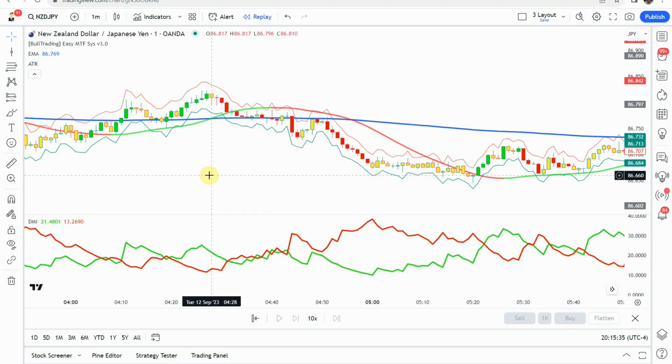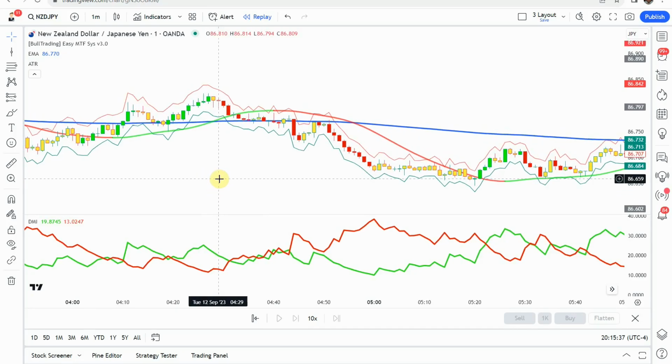Now for the strategy itself, what we are looking for is going to be first and foremost the DMI crossing lines. And so technically the DMI is going to be the entry indicator. It's the cross of the two lines that we are specifically looking for. And so when we get a cross of the red line above the green line, that's going to be a signal to go short. When we get a cross of the green line above the red line, that's going to be a signal to go long.